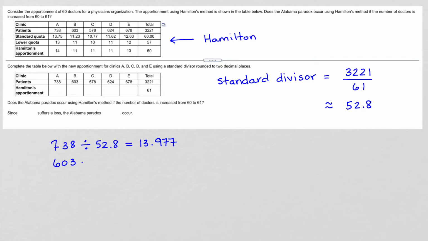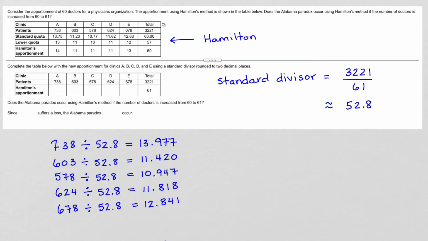Next one is 603. Again, divide by 52.8. And this time I get 11.420. So I'll go ahead and do that for the others. Okay, so now I have the standard quota for each of the clinics. And I'm going to take off the decimal portion. So 13.977 just becomes 13, 11.420 becomes just 11, and so on. And I'm going to add those up, and that adds up to 57. So we have 61 doctors to deal out to all of these clinics, and we already have 57 of them assigned. So that means that there's 4 left over.